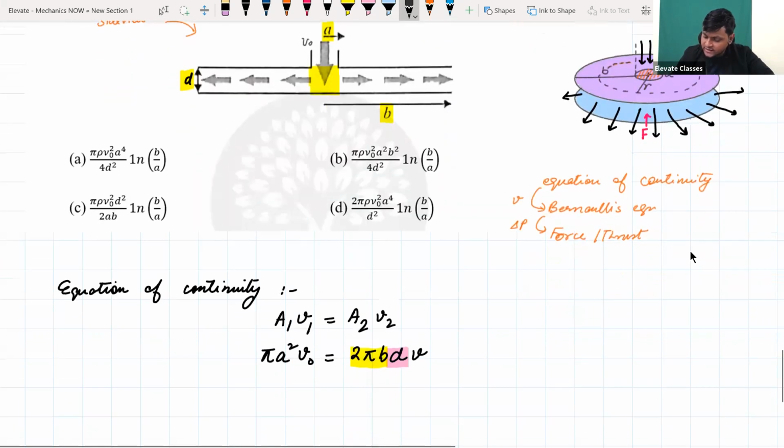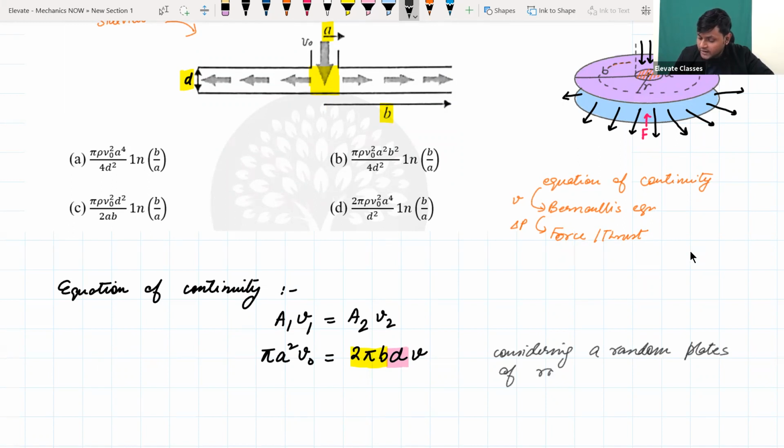So considering a random plate of radius r, the circumference will be equal to 2 pi r here. That is the only difference. Is this clear? Yes, it is clear.